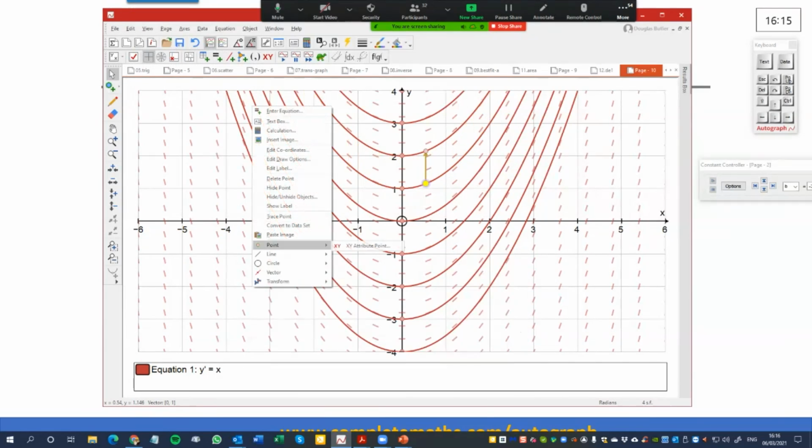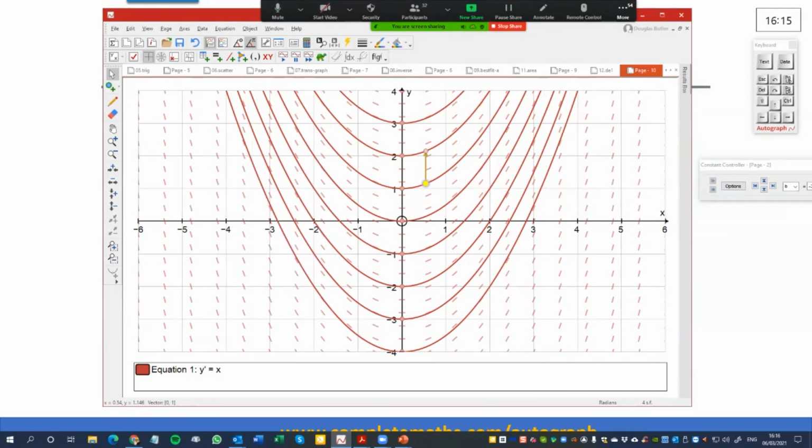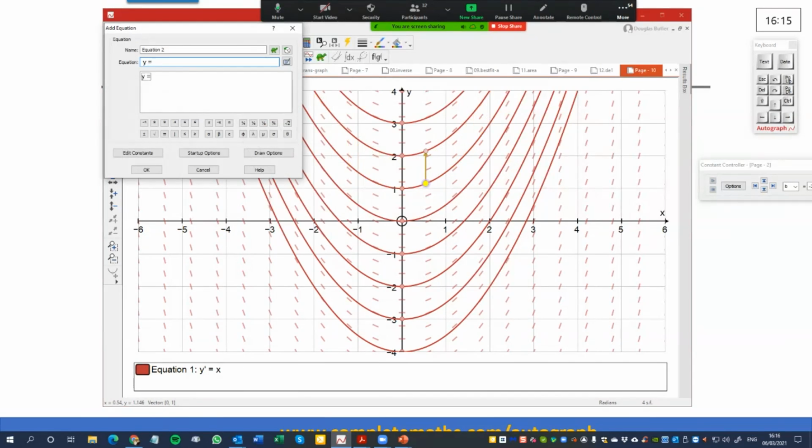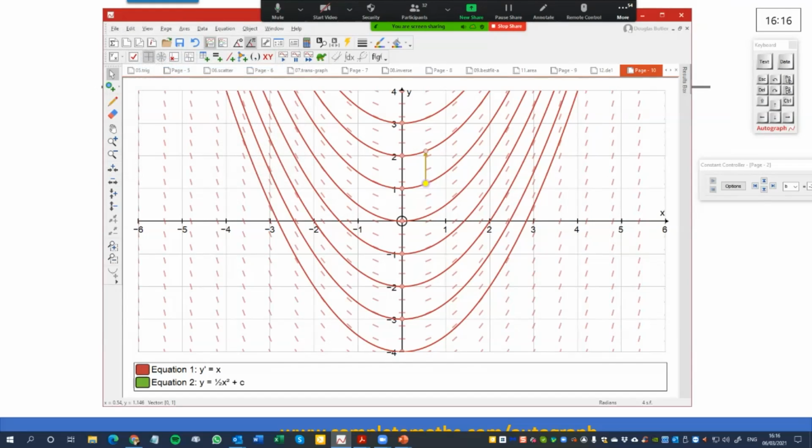And what are all these things? Well, if we enter an equation y equals 1/2 x squared plus a constant, C is 1, so that's going to produce a graph there. You can see it is, but I'll just make it a bit thicker. If I select that graph and make it nice and thick, you can see where it is.